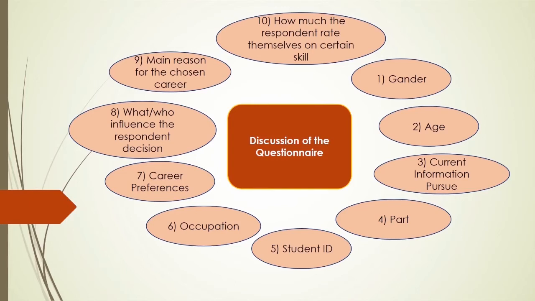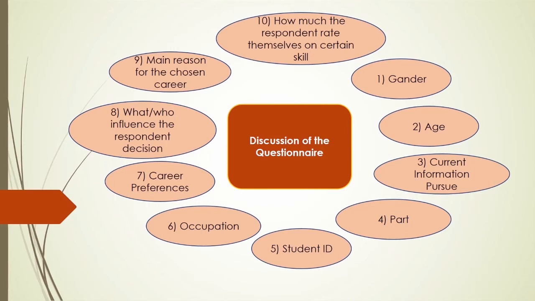The third one is current education pursued. This information is to determine the current education of the respondent, either in diploma or in degree. Other than diploma and degree shall be excluded from our respondents. The fourth is part. It is to determine the respondent in what part.